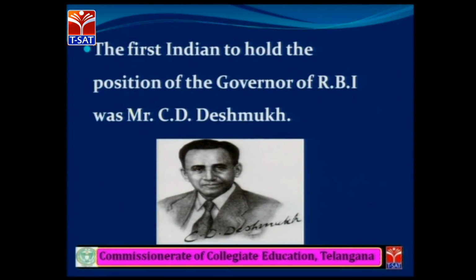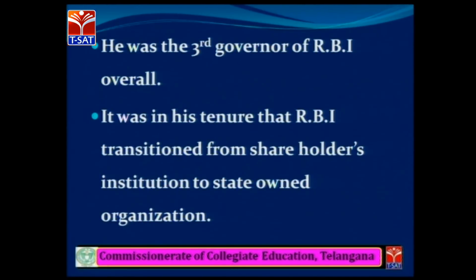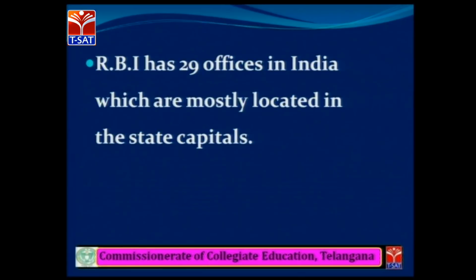Now the first Indian to hold the position of governor of RBI was Mr. C.D. Deshmukh. The first governor of RBI was Osborne Smith, who was a Britisher. He was the governor during the private shareholders bank, and Mr. C.D. Deshmukh was the first Indian governor of RBI. He was the third governor overall, and it was in his tenure that RBI transitioned from a shareholders institution to a government-owned organization. RBI has 29 offices in India, which are mostly located in the state capitals. So the regional offices of India are mostly located in state capitals.